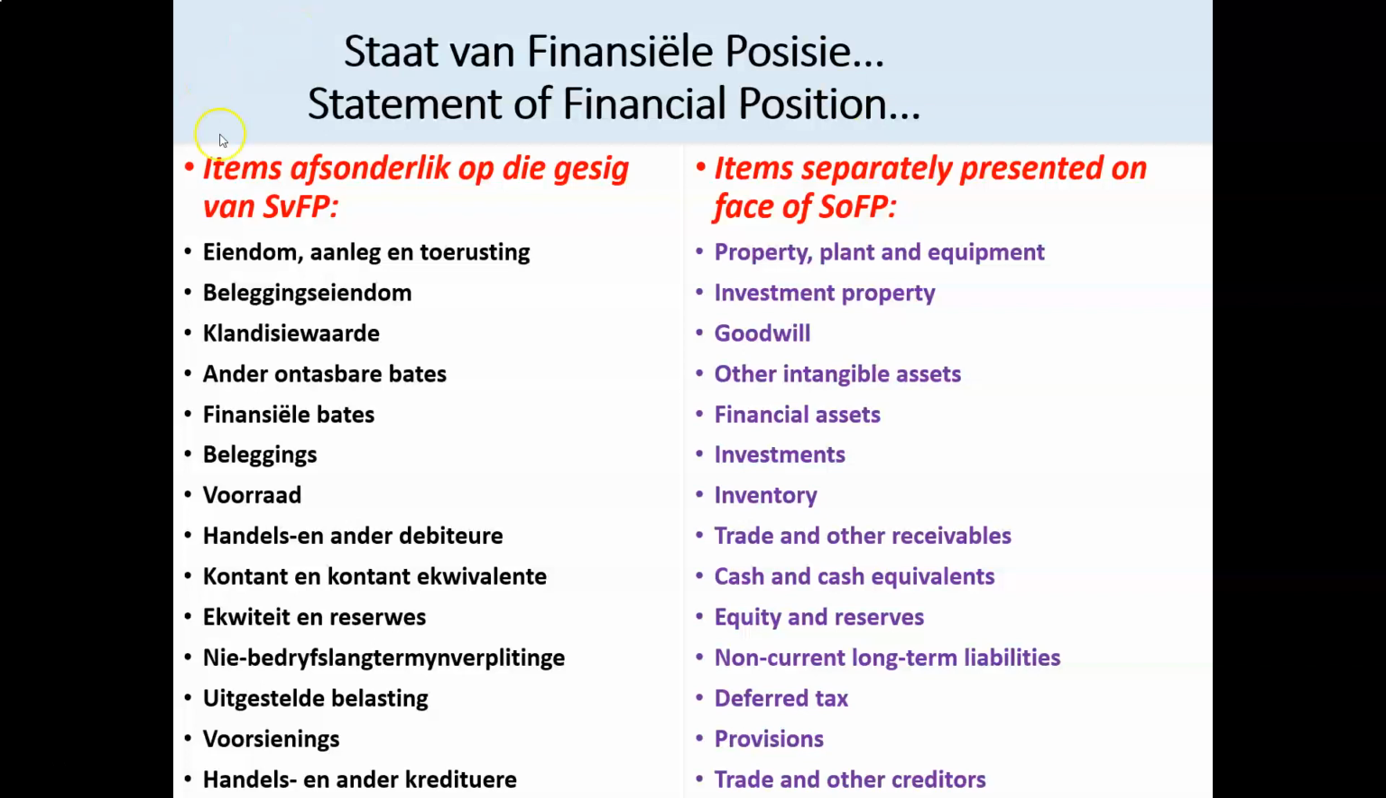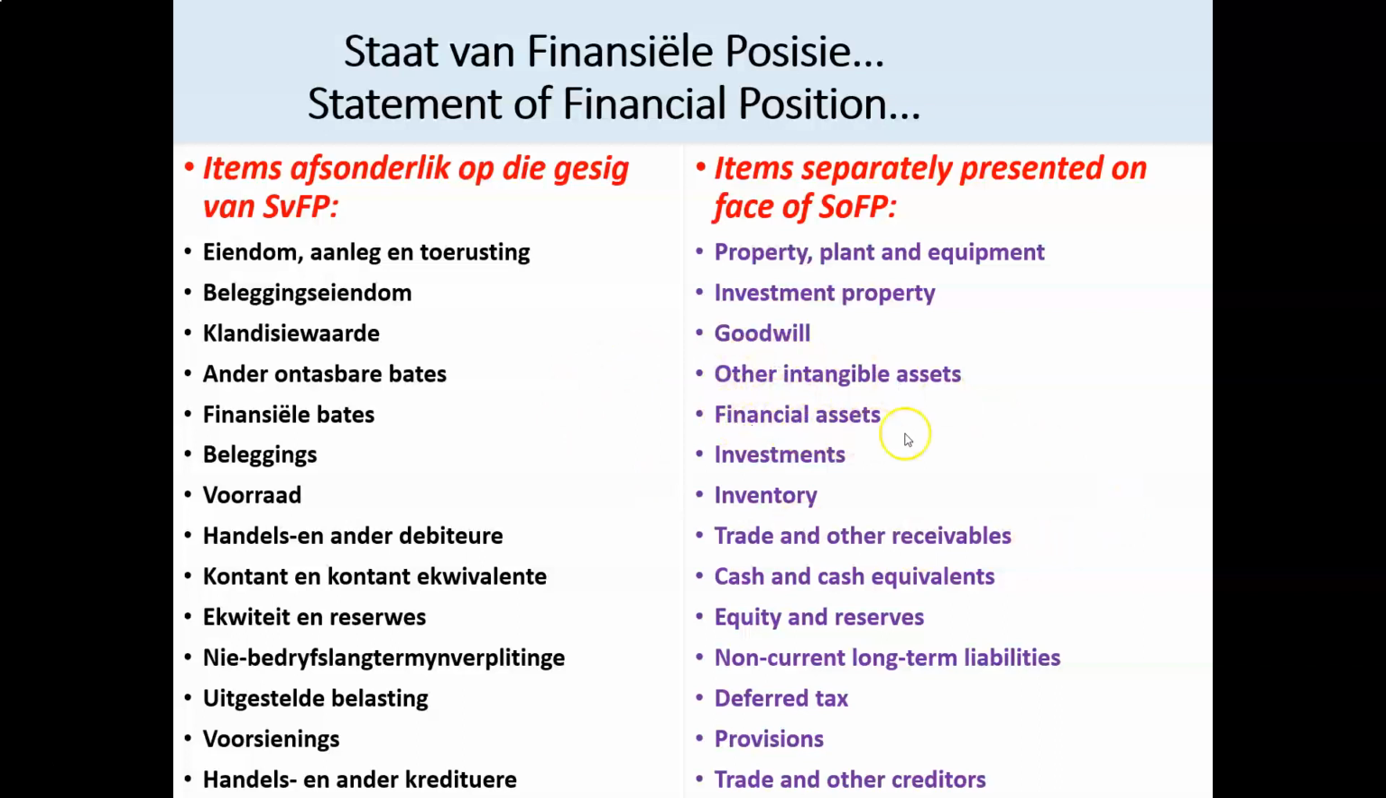Now let's see what items need to be presented separately on the face of the statement of financial position. The first one, property, plant and equipment. Now we know it's only a one-line item, and we know that we have to give them a note. And we know that the note is the IAS 16 note that we've done on property, plant and equipment. Investment property, goodwill and other intangible assets. Those three items you're only going to do next year. We're not going to do that this year.